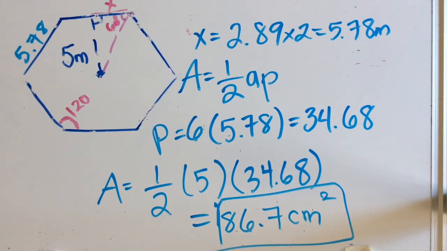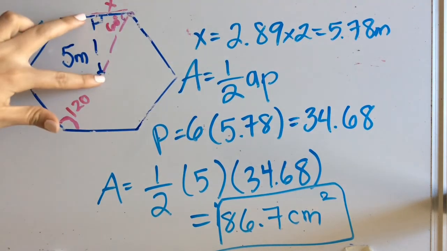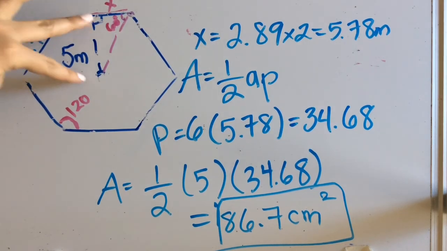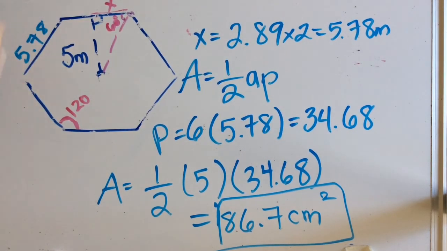So these are the steps that you need to take to find the area of a regular polygon when you're only given one piece of information, when you're only given either the apothem or a side length. It just requires a lot of steps, but I know you guys got this. You guys can do this.